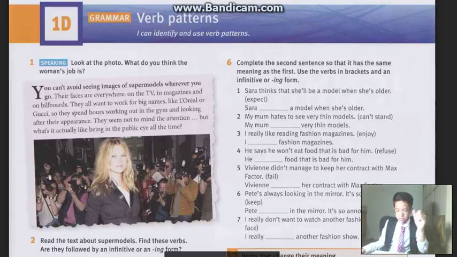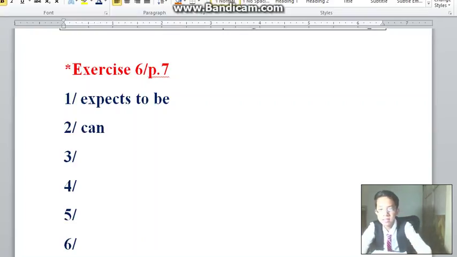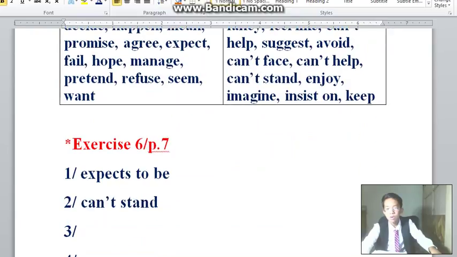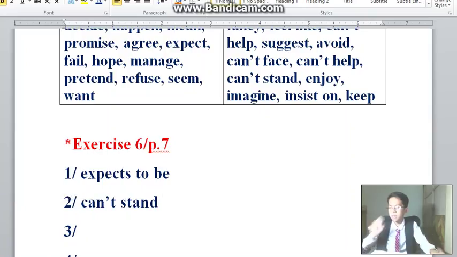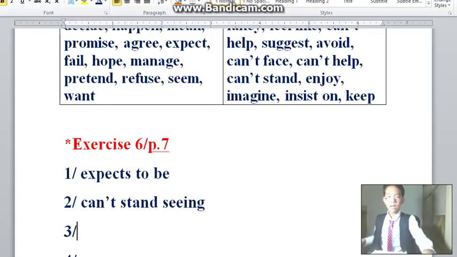Next one: My mom hates to see very thin models. They gave us the word can't stand. Can't stand plus verb ing. Let's see what the verb is: my mom hates to see. See is the verb, so plus verb ing means seeing. Can't stand seeing. Done.